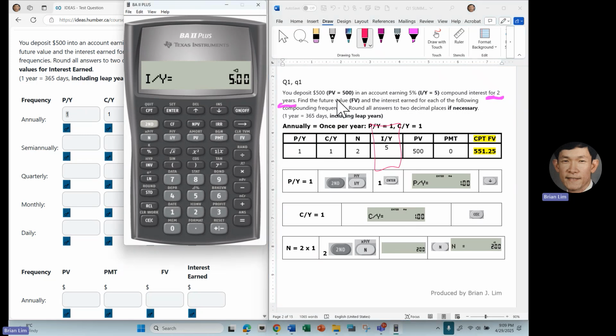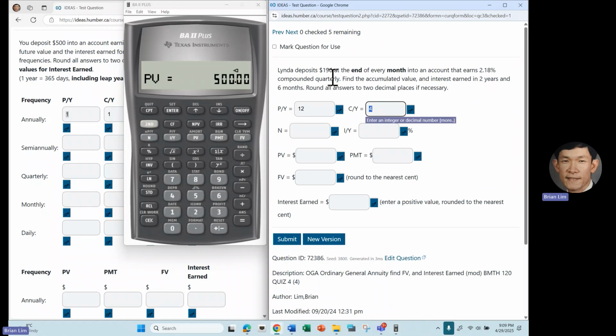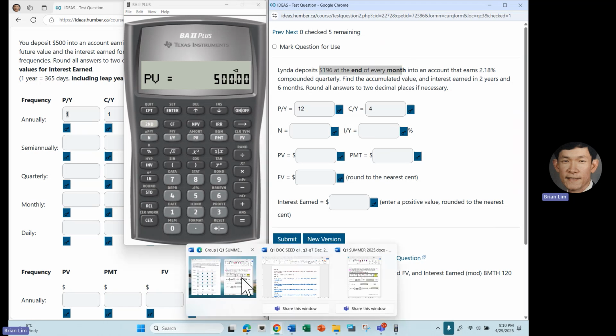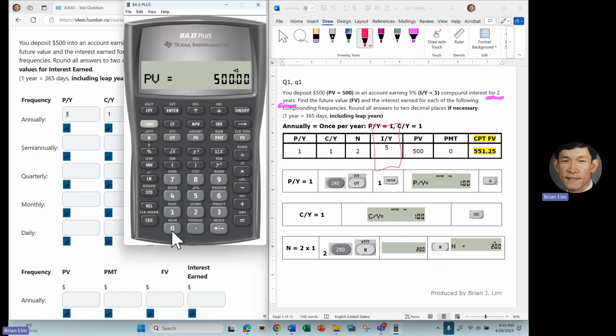Now the present value is $500, or this 500 right here. So we go 500 and we click on present value. Now payment is 0 because there are no periodic payments, as was in the case right over here. You see, this had this $196 at the end of every month. But in our case, that is not what is happening. There's nothing happening. So the payment value is indeed 0, and we enter that by clicking on 0 and clicking on PMT.